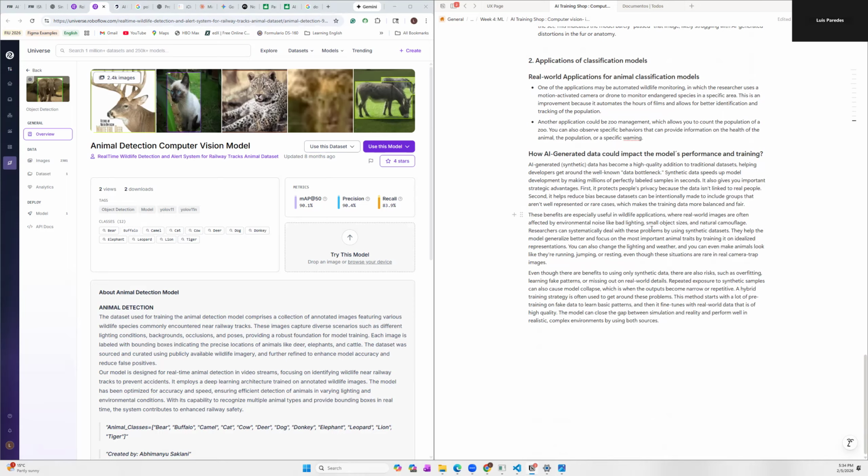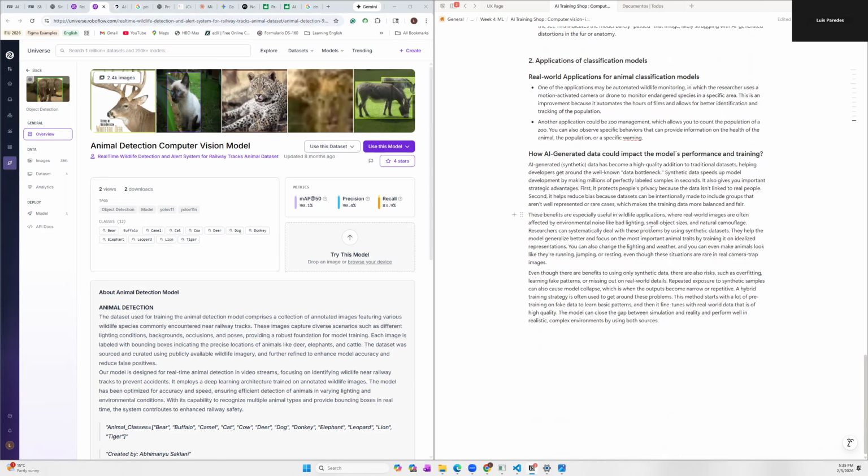First, it protects people's privacy because the data isn't linked to real people. Second, it helps reduce bias because datasets can be made to include all the groups that aren't well represented or are rare cases, which makes the training data more balanced and fair.